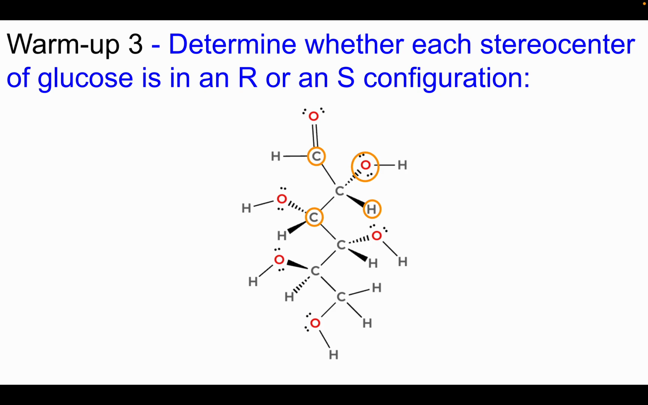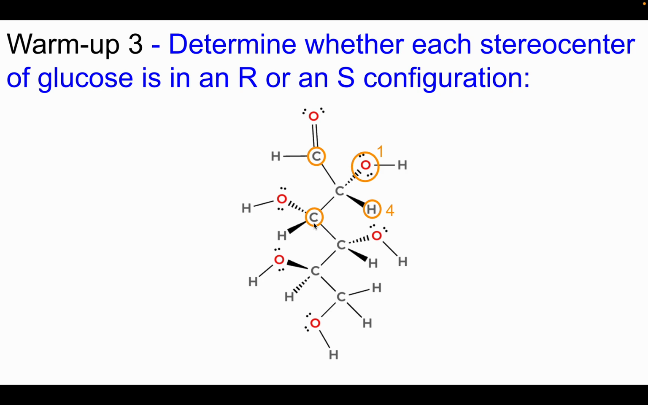You're going to determine the atomic number of those atoms, and the higher the atomic number, the higher the priority. So oxygen has to be priority 1 because it has the highest atomic number, and hydrogen has to be priority 4 because it has the lowest atomic number. So now it comes down to those 2 carbons.